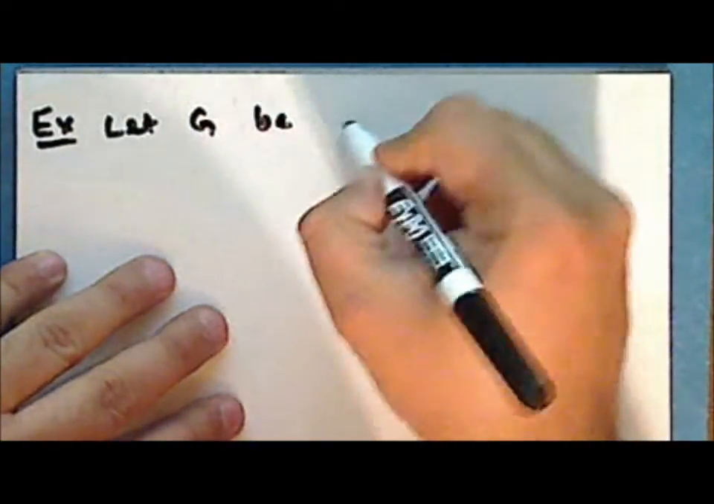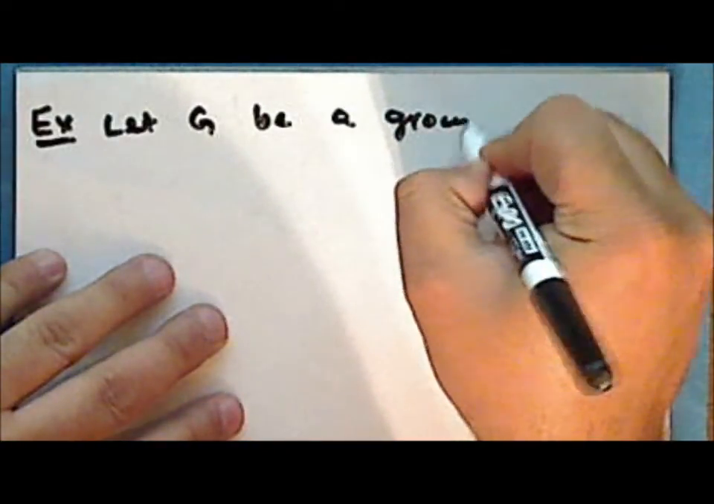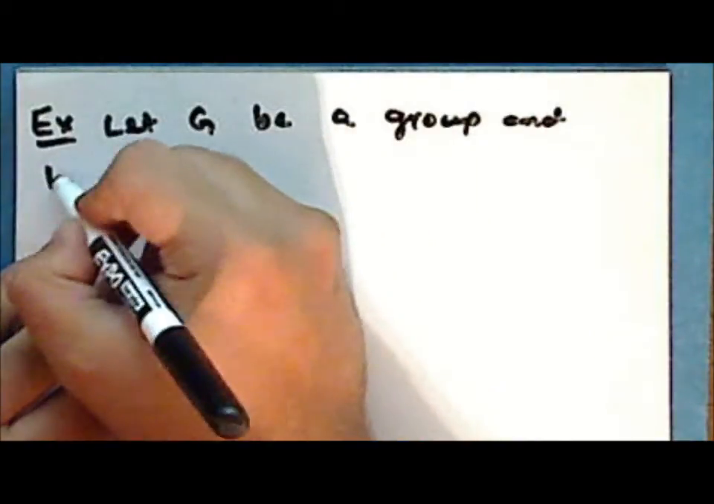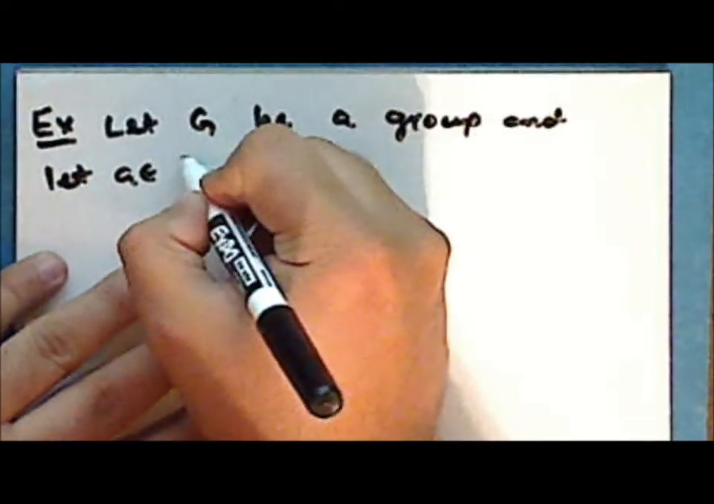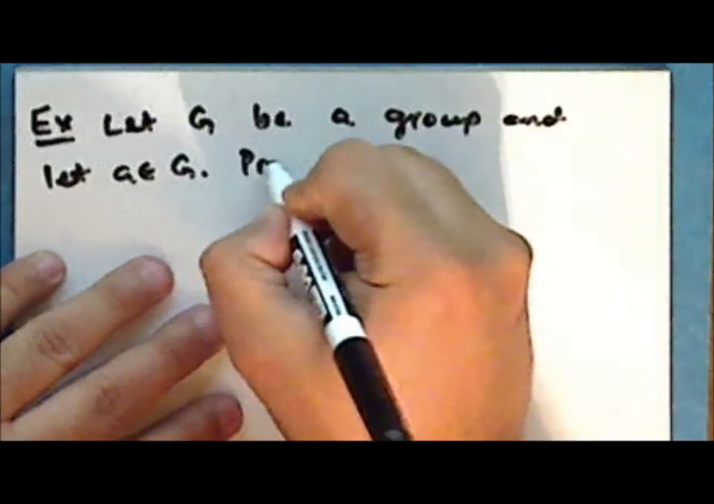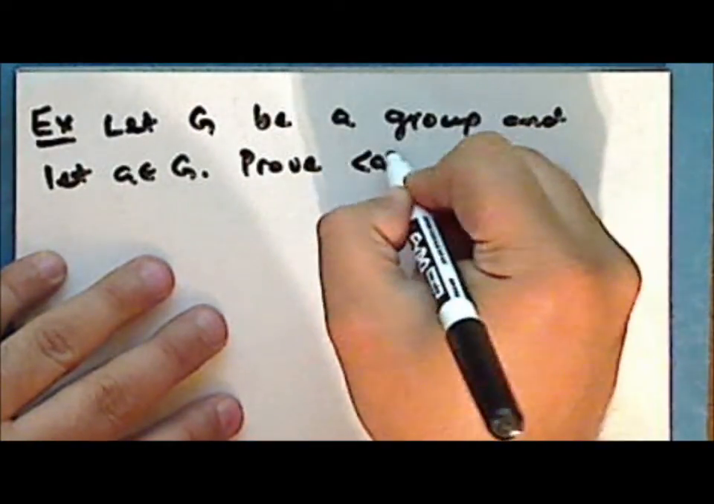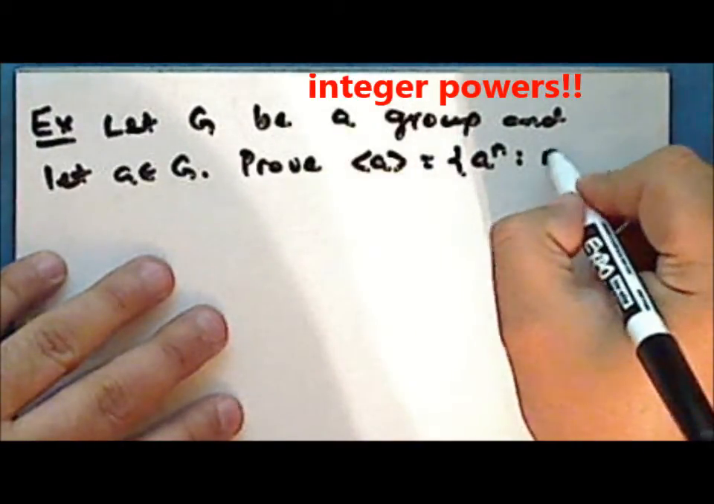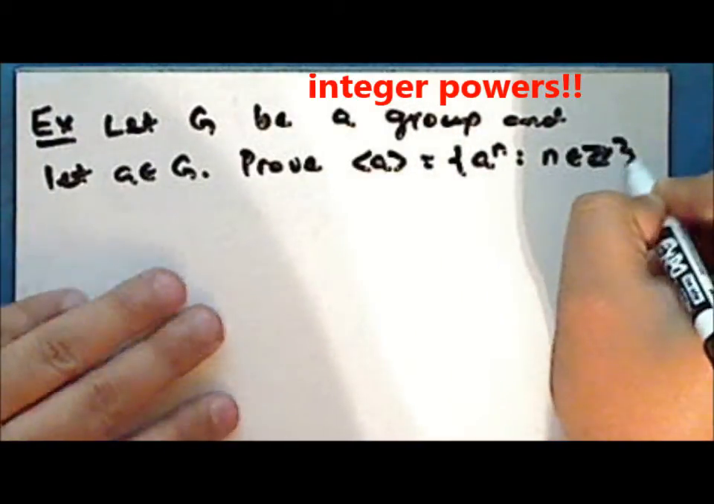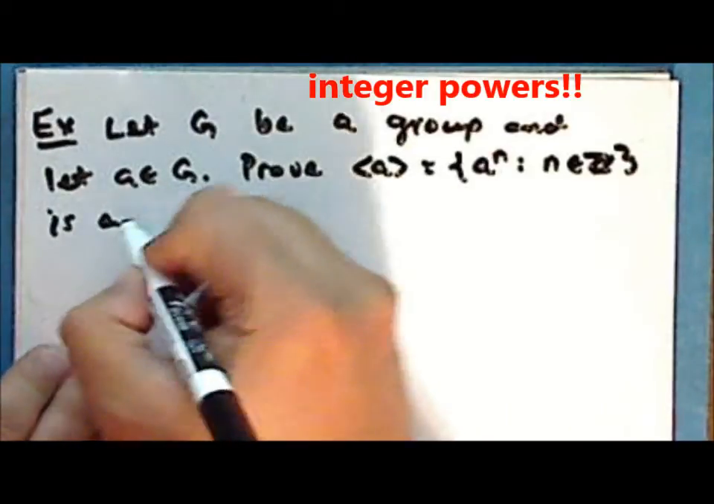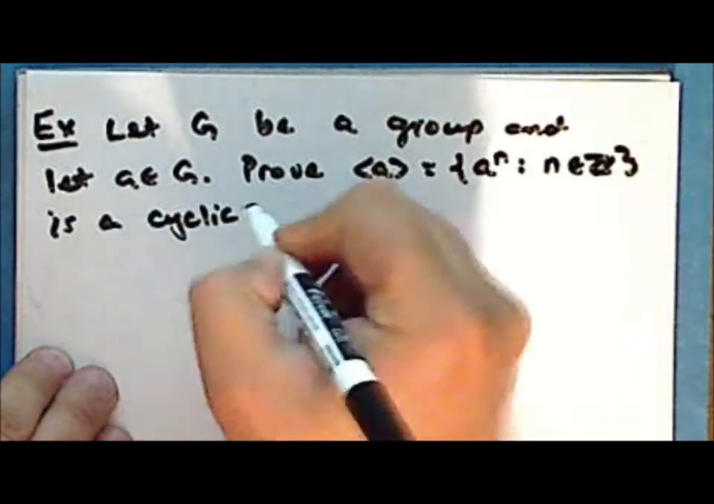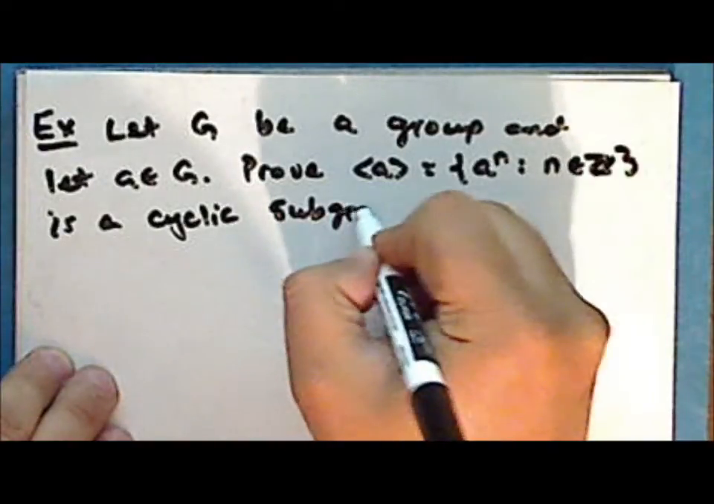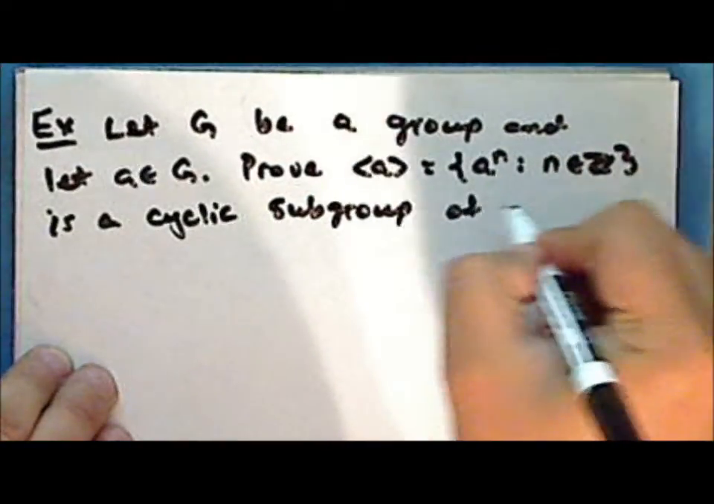So as an exercise, let G be a group and let A be an element in the set G. Prove that the set of all integer multiples of that element A is a cyclic subgroup of the group G.